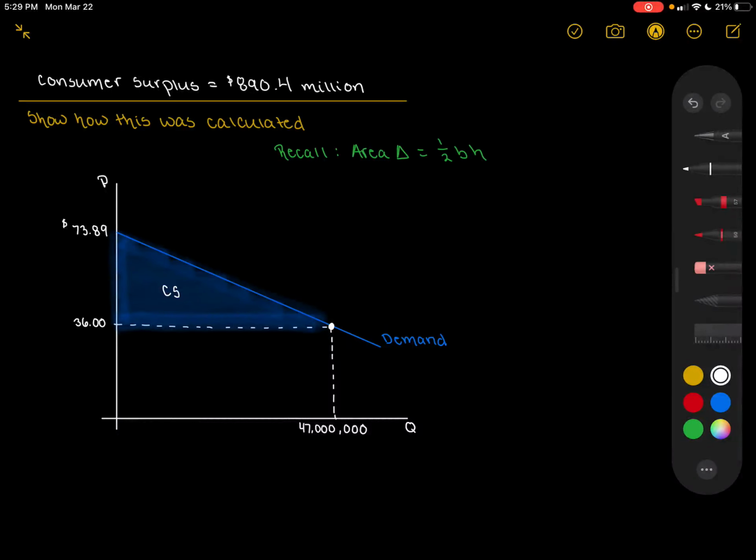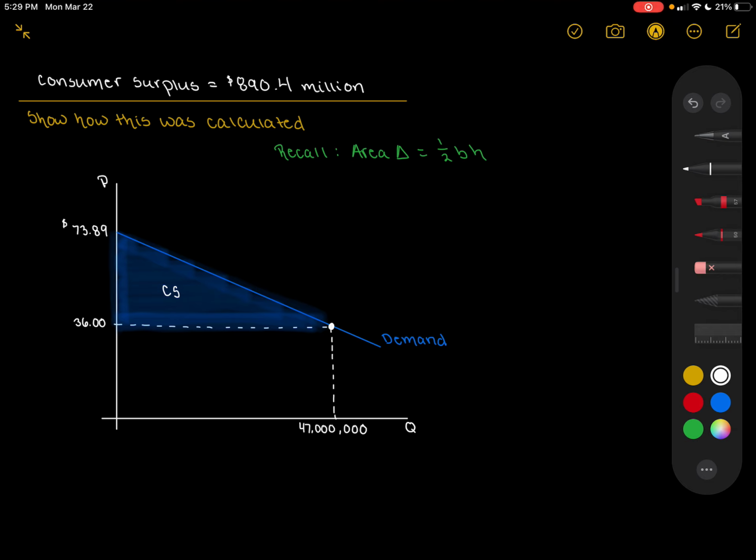Here we're working with how to calculate consumer surplus, and we're given the information that consumer surplus is equal to 890.4 million. So we're given what the consumer surplus is based upon this graph we see here. However, we'd like to showcase exactly how that value is calculated. So let's first examine this graph we have.